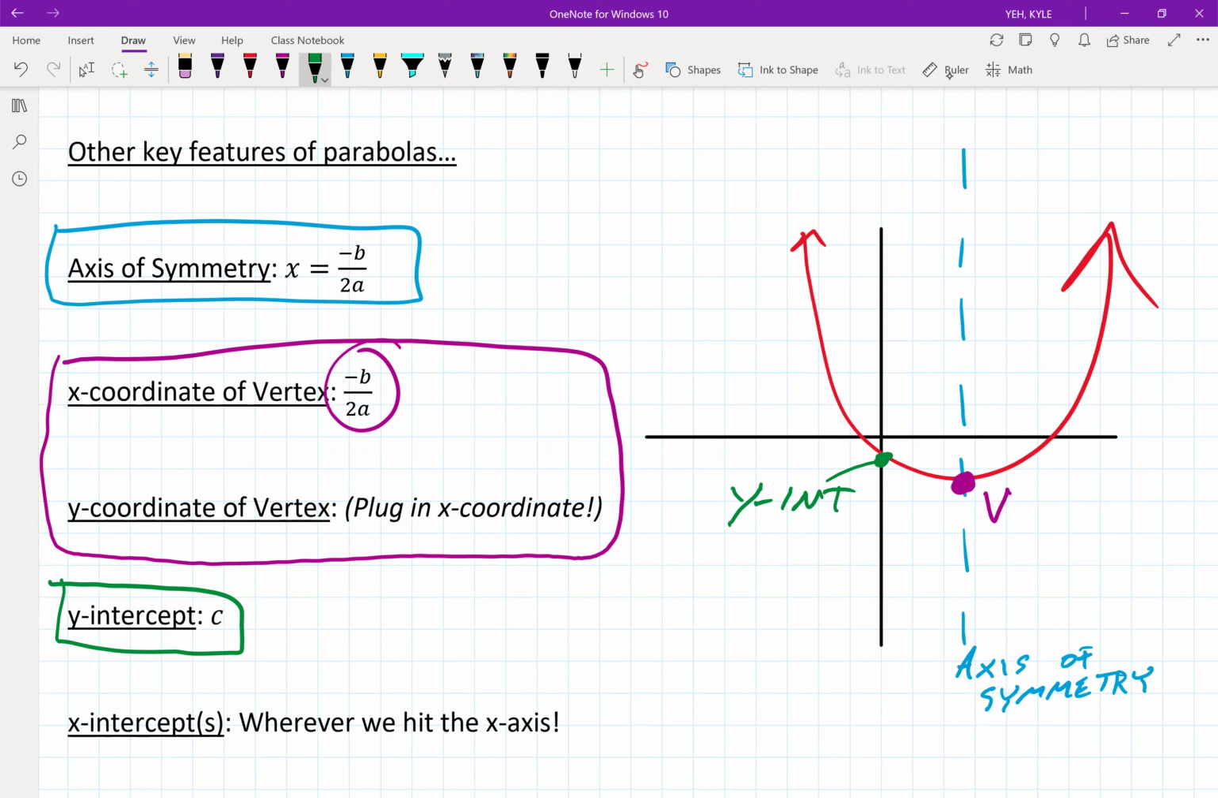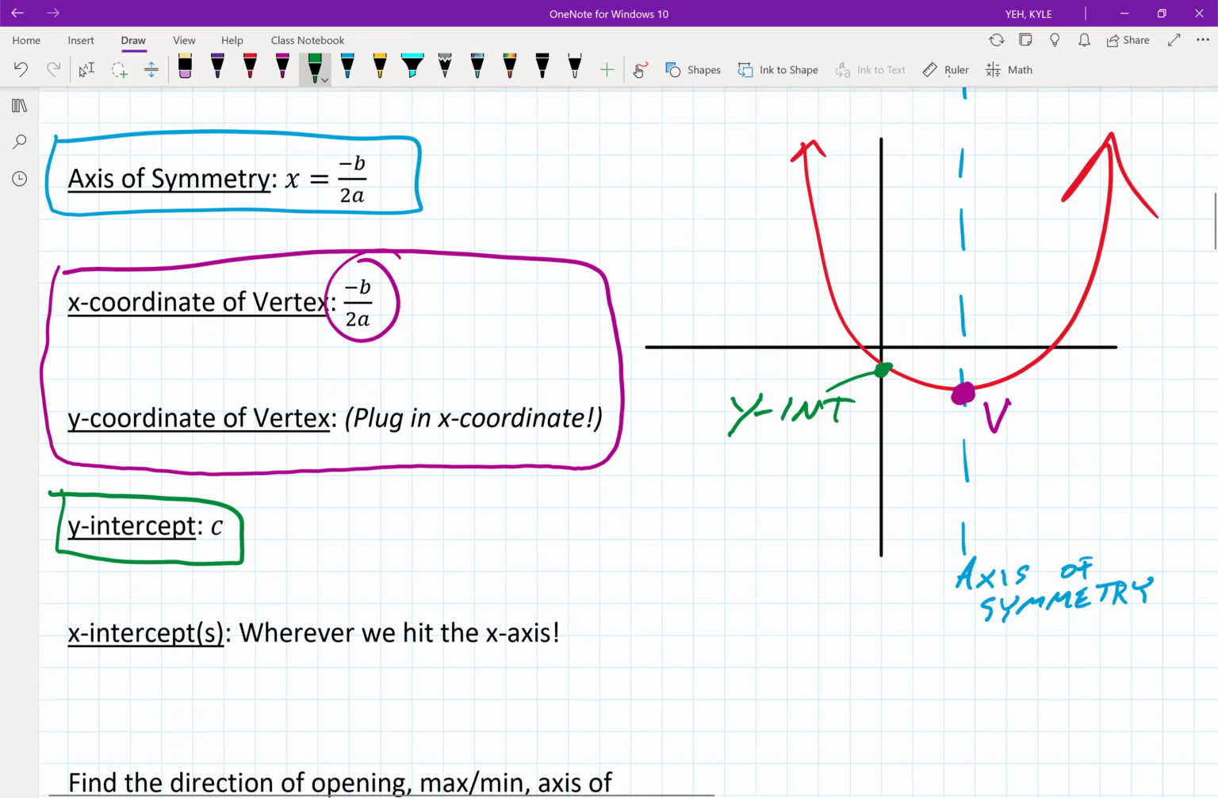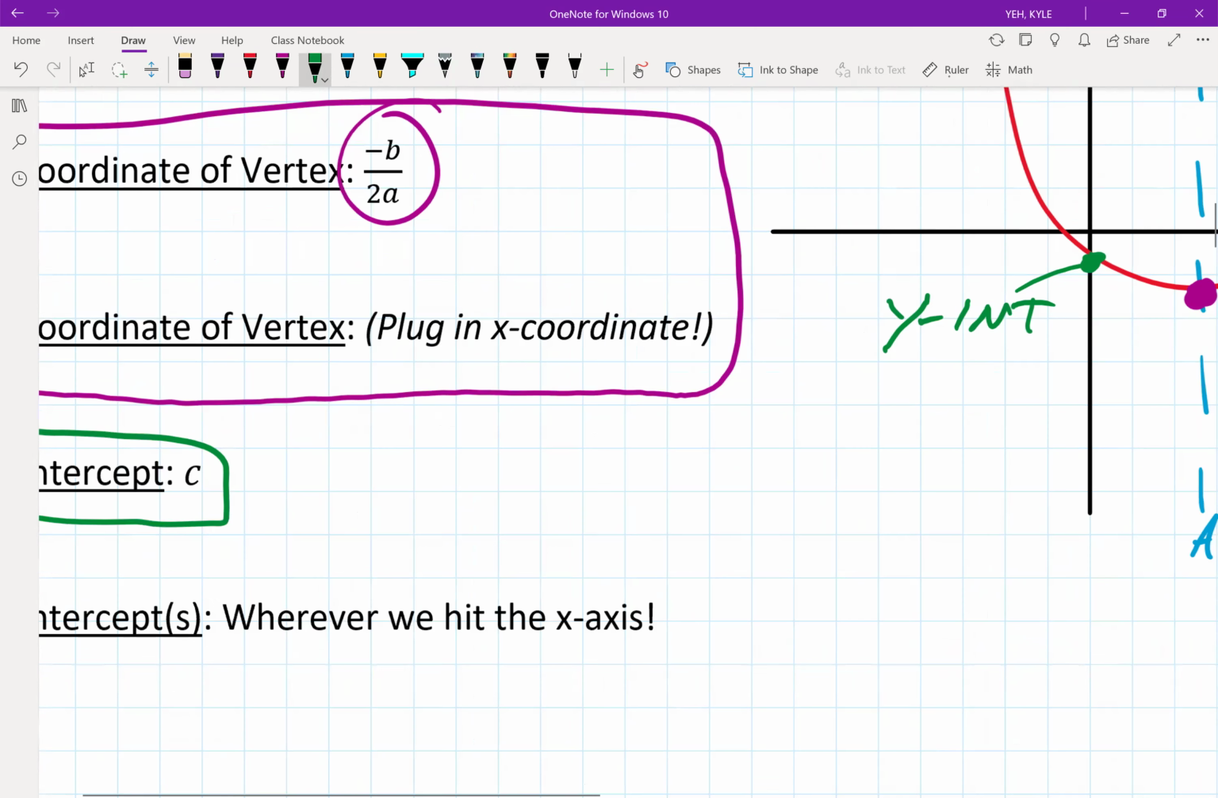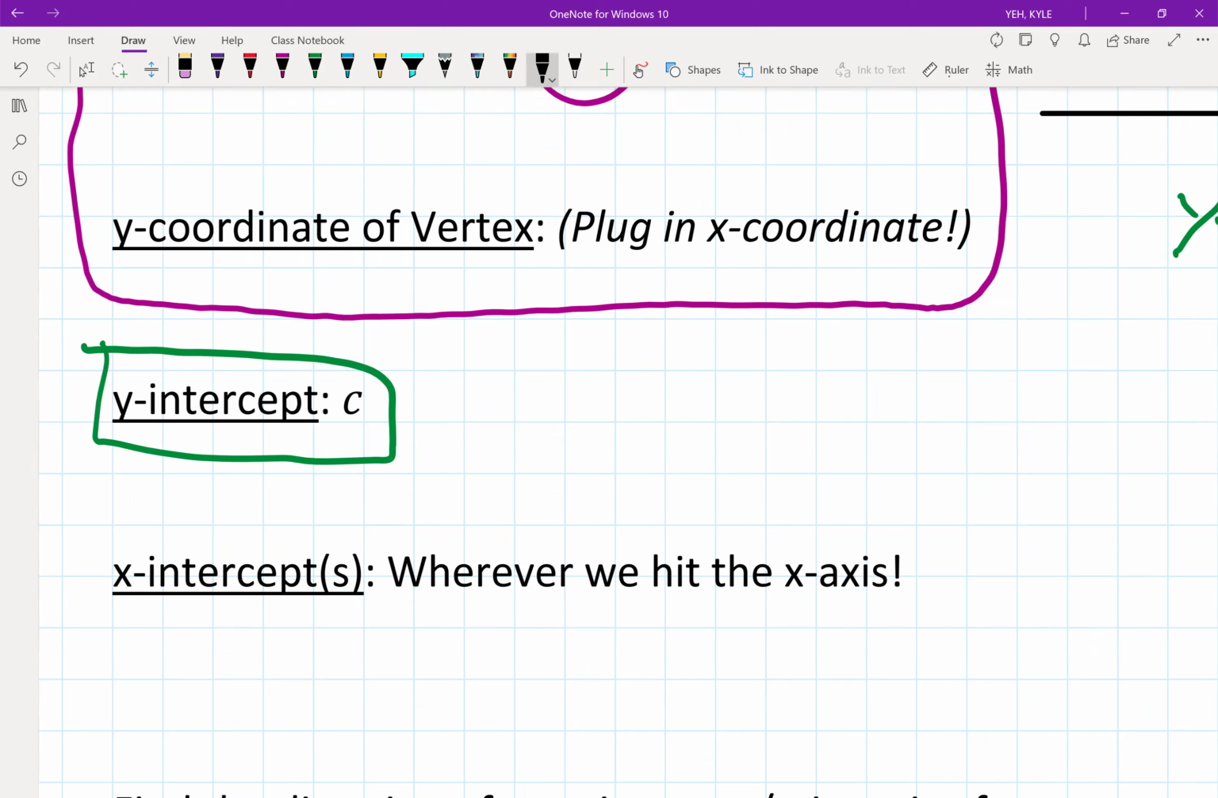And it's really easy to find from the equation. It's just the c value. Now the x-intercepts. And we need to talk about the x-intercepts a little bit here because there are three scenarios.